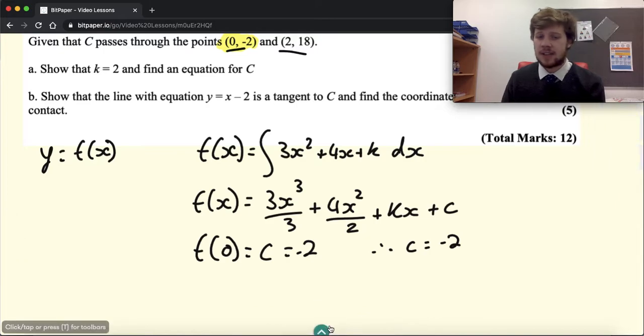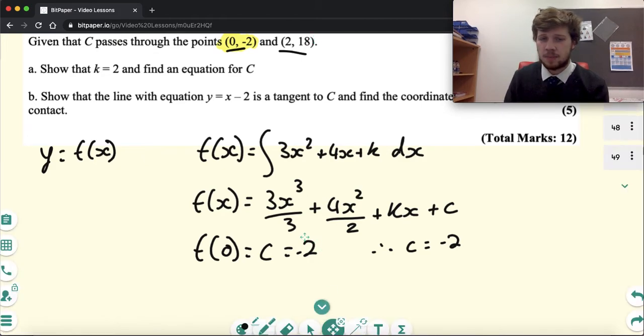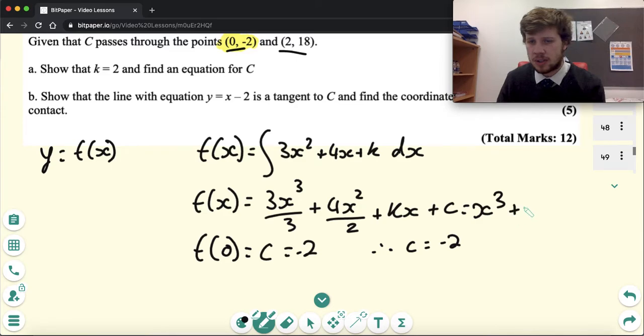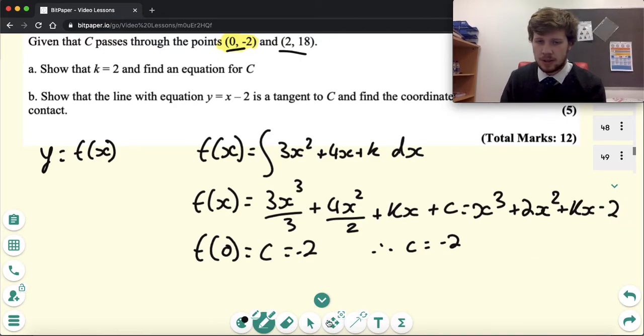From here, the next thing that would be the next logical step would be to substitute in the other point and see what I get. So, to do that, I'm just going to tidy up my first equation for f of x. So, 3 over 3 is just x cubed, 4 over 2 is 2x squared, plus kx, but this time I can put in my take away 2. So, I've got a new equation now, x cubed plus 2x squared plus kx take away 2, and that's what I'm going to be using for my f of x.